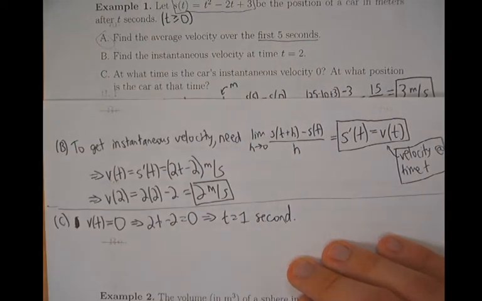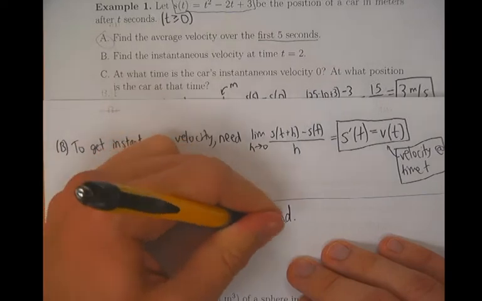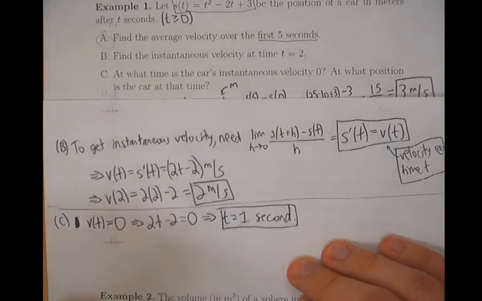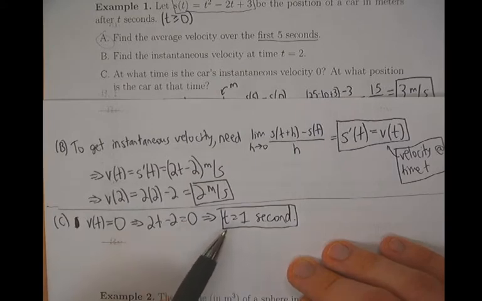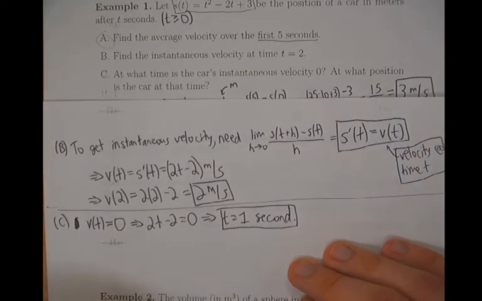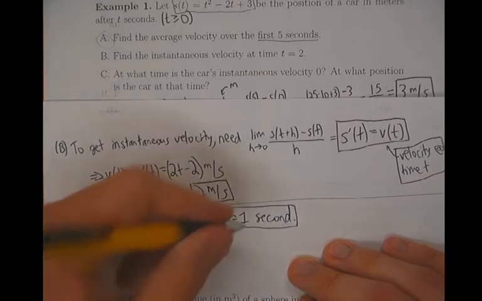Okay, so that's good and all, but that's only half the problem, right? Because now we know when the car's instantaneous velocity is 0, but we need to figure out what position the car is in at that time. So now we need to take t equals 1 second and then do what with it? Plug it into the original. Yep, we've got to plug it back into the original function.